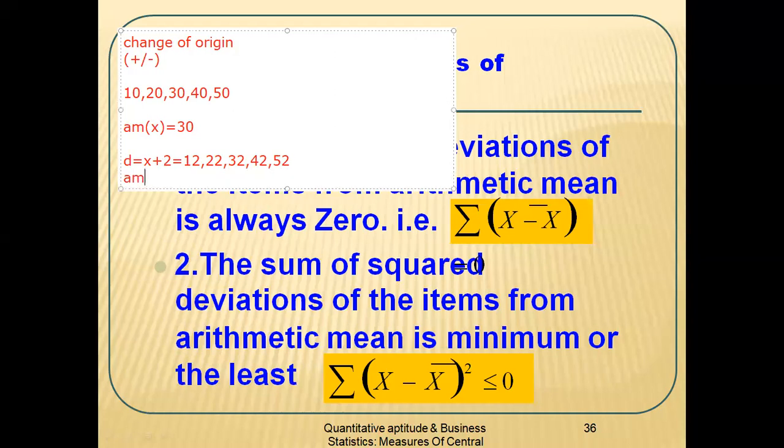Now let me calculate the arithmetic mean for the new observations. The new observations are denoted as y, so the arithmetic mean is 12 plus 22 plus 32 plus 42 plus 52, divided by the number of observations. I'll directly tell the arithmetic mean as 32, but you do calculate. Can you tell me the total observations? What is the total?